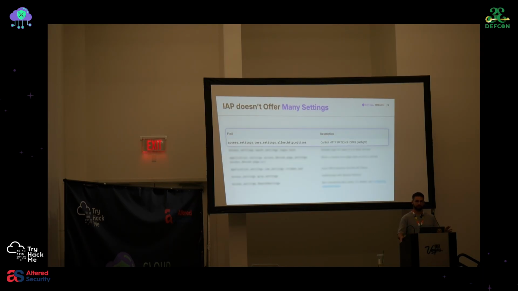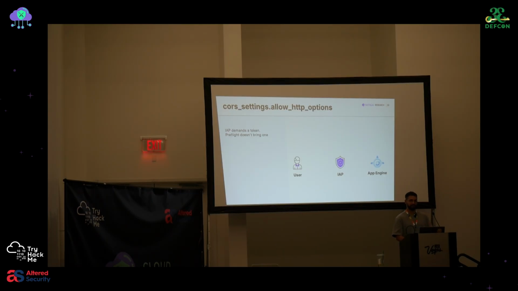So we understood what is CORS and what is CORS preflight. Let's get back to the setting that I showed earlier. The name of the setting again is Allow HTTP Options. So I said in the beginning that IAP by default blocks any unauthenticated request to the application when you use it. However, HTTP OPTIONS requests as part of this preflight process are unauthenticated.